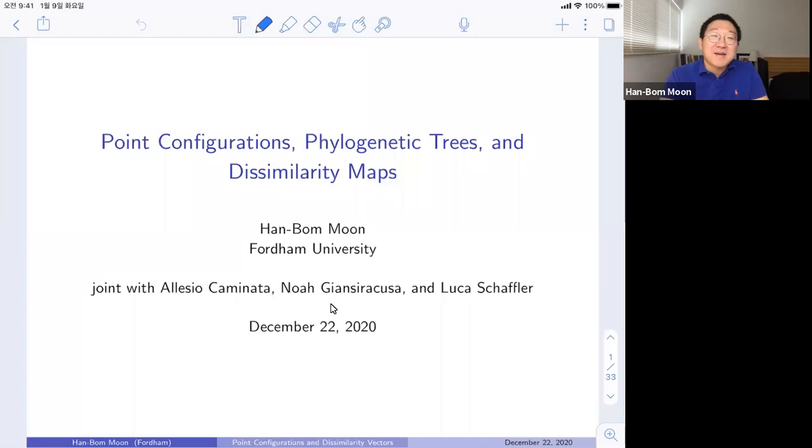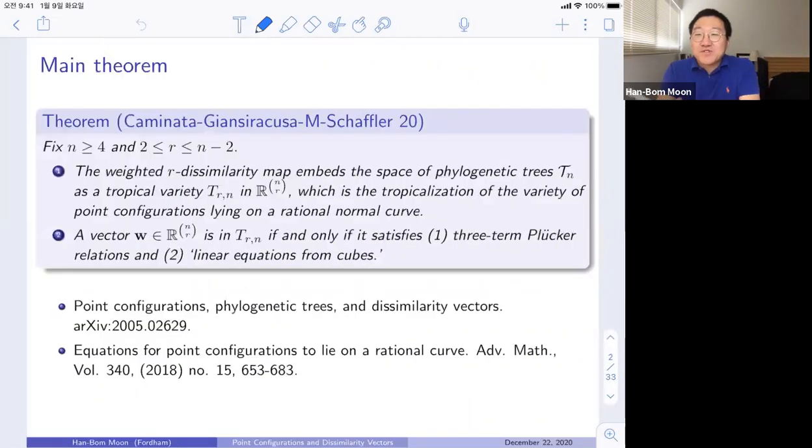So today I'm gonna give a talk about my recent joint work with Alessio Caminata, Noah Giansiracusa, and Luca Schaffler. All of them are here. Thank you. So then the topic is point configurations, phylogenetic trees, and dissimilarity maps. Okay. So for some impatient audience, let me start with the statement of the main theorem.